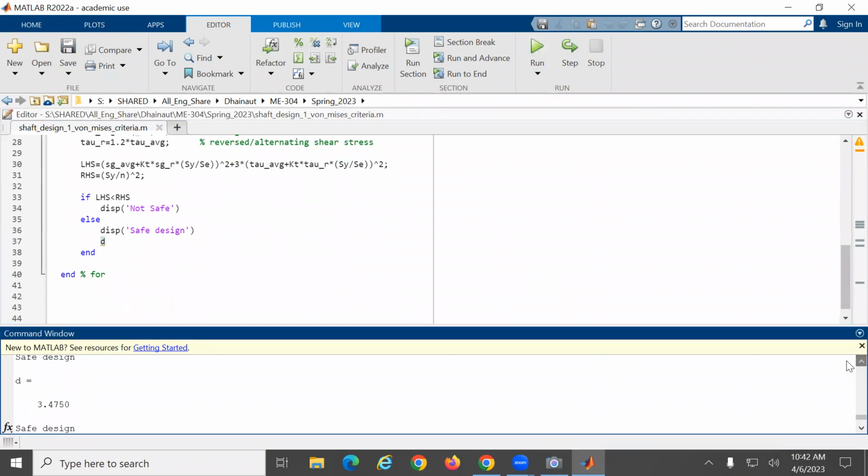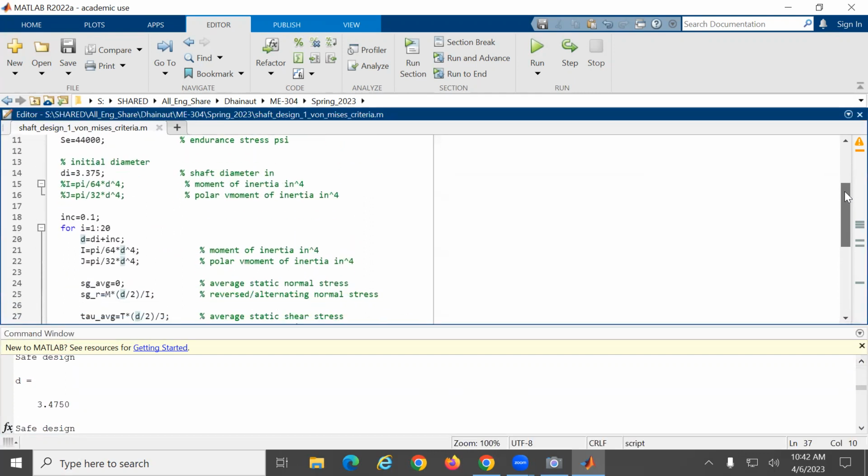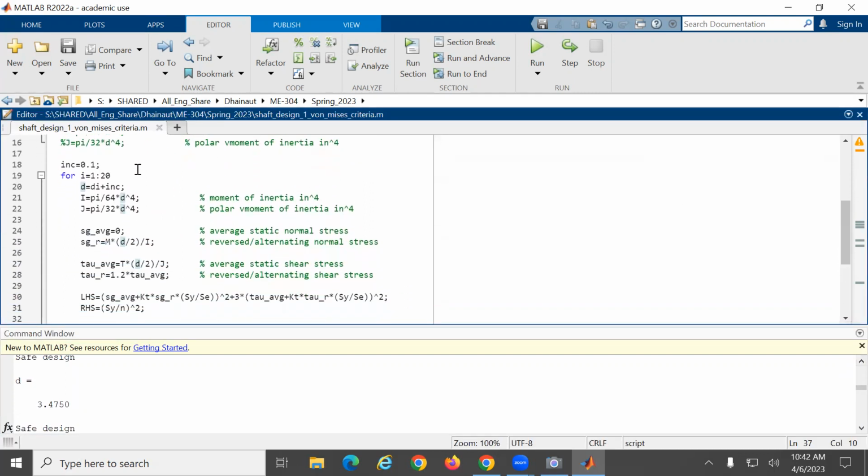So let's see, save design is already at... It looks like right away. I don't think it ever... How did you do your increment? Go up in your for loop. Yeah, let's see what happened here. So let's do this here. What happened? D equals DI plus increment.